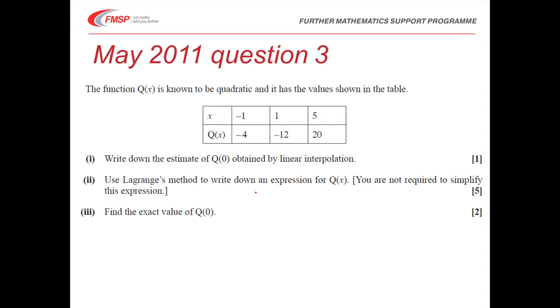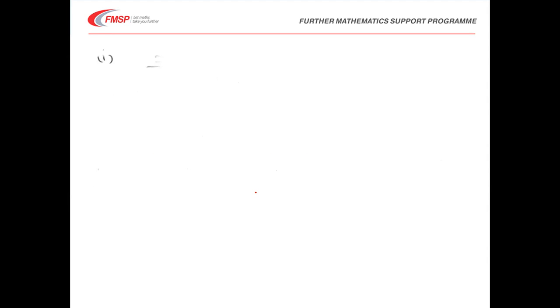Then it's asking us to use Lagrange's method to write down an expression for it, and then find the exact value of Q0 from Lagrange's method. So we'll get the exact polynomial from Lagrange, and we'll be able to find out Q0.